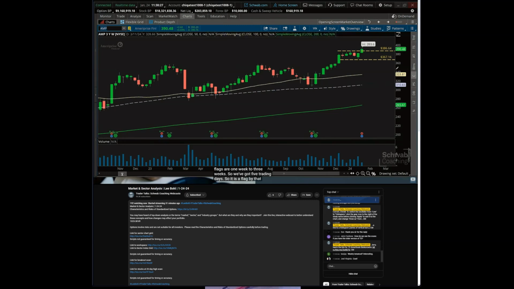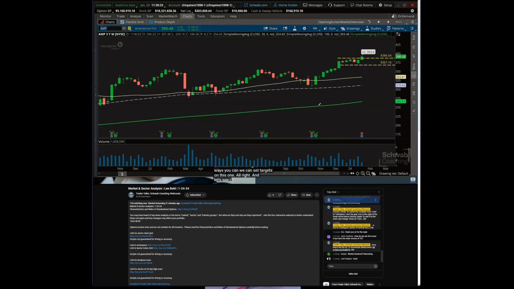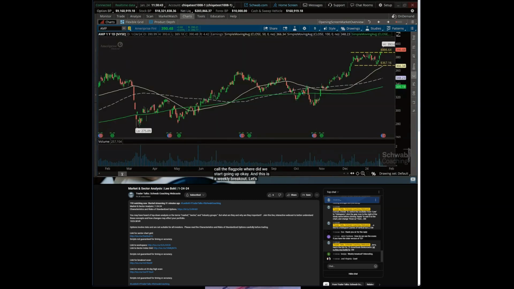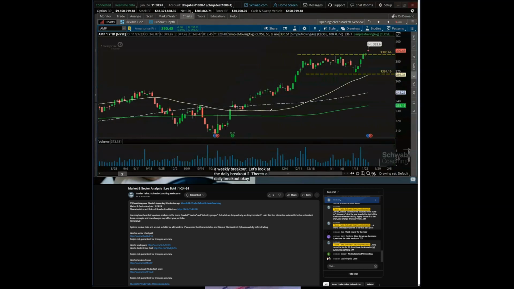All right, 2 ways we can set targets on this one, and let's see if they line up. The first is what we would call the flagpole. Where did we start going up? Okay, and this is a weekly breakout. Let's look at the daily breakout too. There's a daily breakout. Okay. So that's a good point there from BJ too.